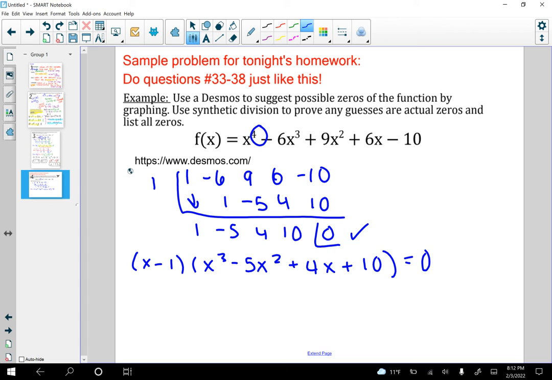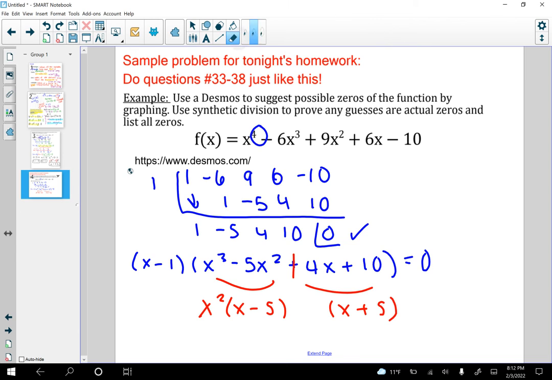Okay, now here's a great example of this does not factor by grouping. You can try it, but it doesn't. If I factor an x squared out here, I'd be left with x minus 5, and there's nothing that I could factor out of that second group that would leave me with an x minus 5. So we're going to have to do synthetic division again.